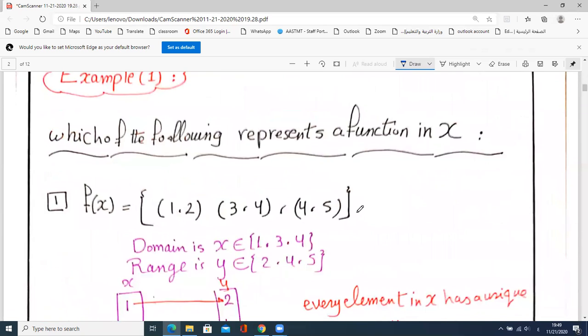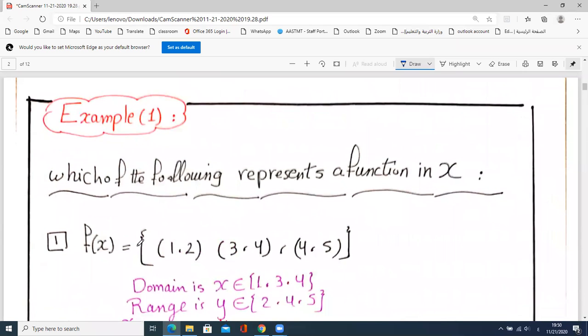Let's see example 1. Which of the following represents a function in x? He is asking here which of the following is a function or not. That means we are trying to check the condition that every x, or every element in the domain, has a unique image in the codomain. This is the function that I have. Of course, we know this is called an ordered pair. The first place represents the x and the second place represents the y.